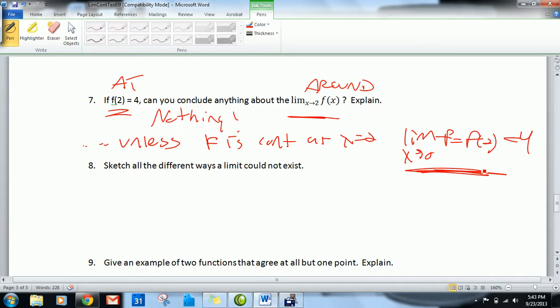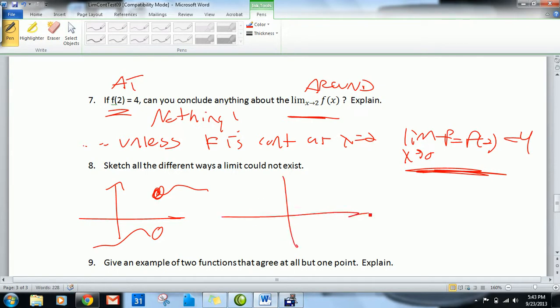Limits could not exist in one of two ways. We have a jump discontinuity, where the right and left hand limits don't agree, or we have an infinite discontinuity, which looks like a vertical asymptote. Those are the two ways limits could not exist.